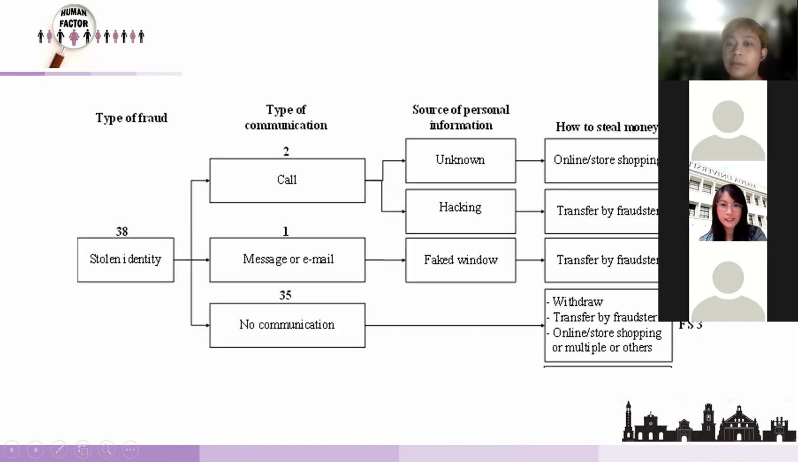Let's talk about this one. Okay, stolen identity. Let's say the one stolen identity, then I use those classification schemes, and what will happen with this one. Okay, this is actually from the CHAID result. We can get this one from the SPSS.